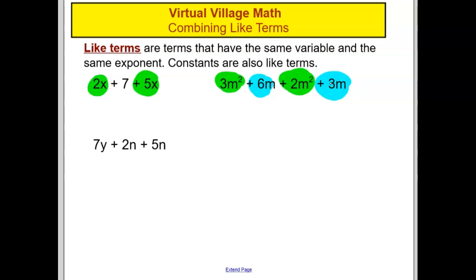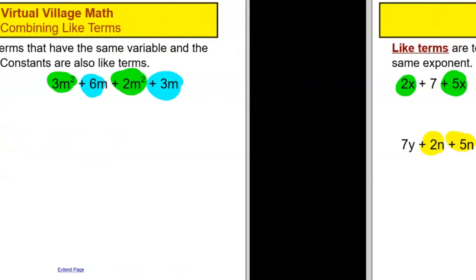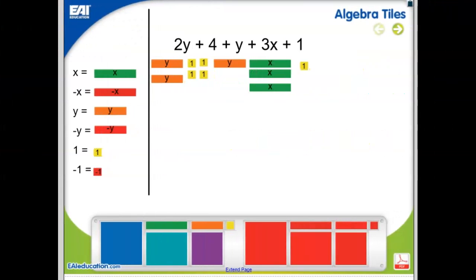What are the like terms in the third expression? If you said 2n and 5n, you are correct because they have the same variable. Now let's see a model for what this would look like. I have 2y plus 4 plus y plus 3x plus 1.